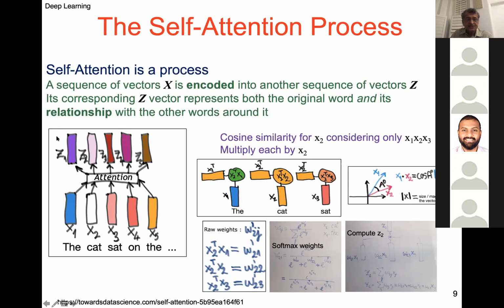So self-attention is a process. A sequence of vectors x, here x1, x2, x3, x4, x5, "The cat sat on the", is encoded into another sequence of vectors z, which is over here, z1, z2, z3, z4, z5. Its corresponding z vector represents both the original word.